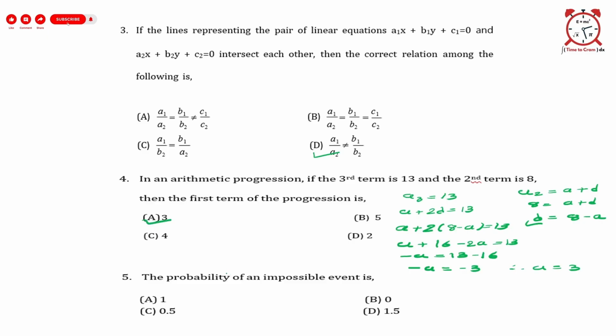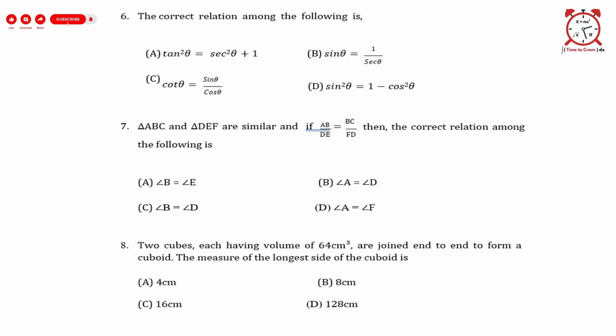Next question, the probability of an impossible event is dash. So probability of an impossible event is always 0. Next question, the correct relation among the following is dash.